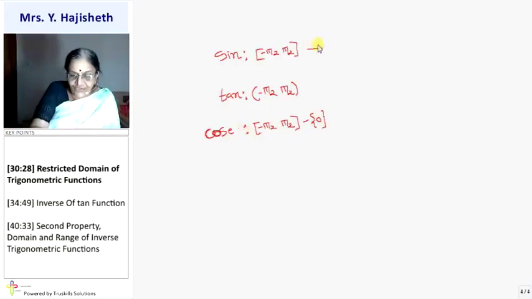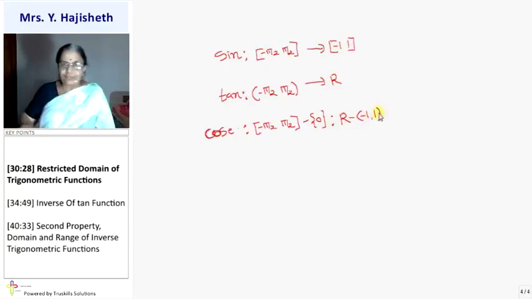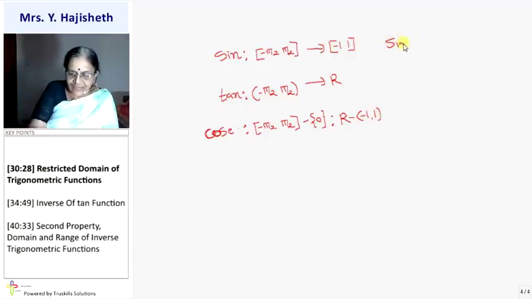The range or codomain of sine is minus 1 to 1. Tan ka range is R, you know this thing. Cosec ka range is R minus open interval minus 1 to 1. So naturally my sine inverse is a function from closed interval minus 1 to 1 to closed interval minus pi by 2 to pi by 2.